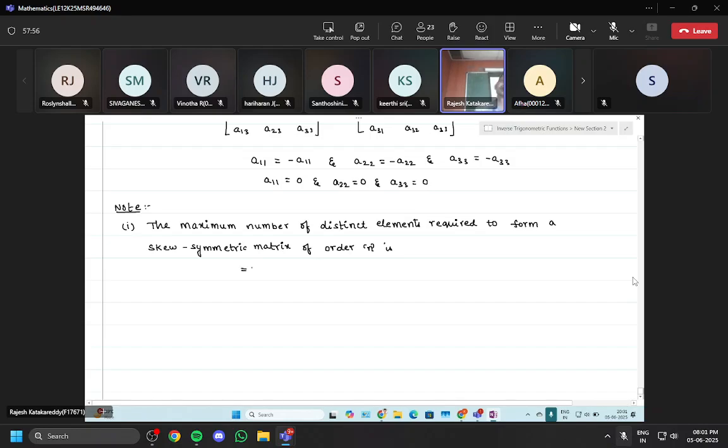If you need a skew symmetric matrix, in row 1, you can use n minus 1 distinct elements. The first row, first column element should be 0. In distinct, you add the non-zero ones; 0 we are not counting. Then n minus 2, n minus 3, and so on. In the last row, 0 required. n minus 1 into n by 2 is what you will get.